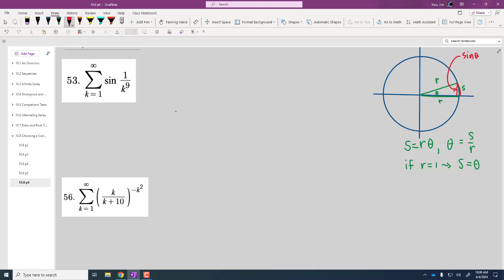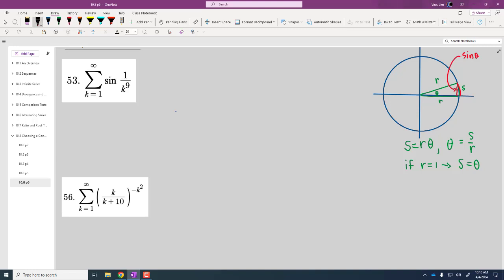So for small theta, sine of theta and theta are about the same. If you look over here, when k is getting large, that's representing the angle theta, which is 1 over k to the 9th. So as k is getting bigger, that angle is small. So sine of a small angle should be closely approximated by the small angle. The small angle is 1 over k to the 9, which leads us to the comparison test.